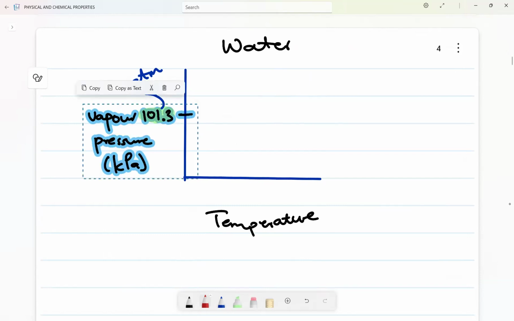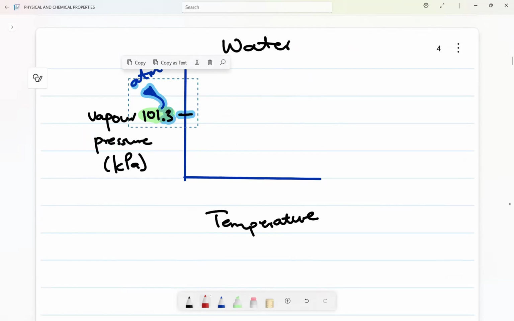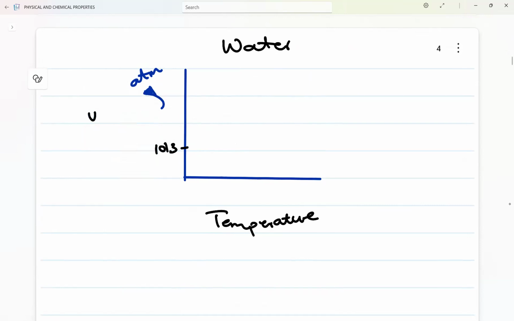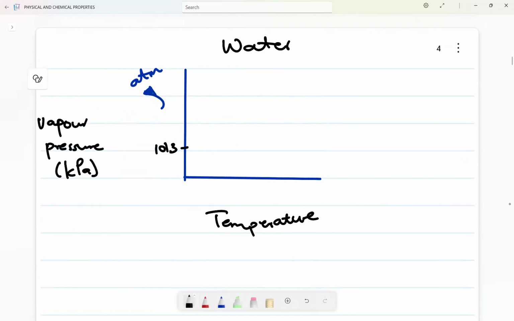Then they maybe create a graph like this. Maybe I need to put this value down so that I can make my graph neat. Let's say this is 101.3 kPa. We know that this is our atmospheric pressure. It is also there on the data table. Then they do a graph like maybe like this.